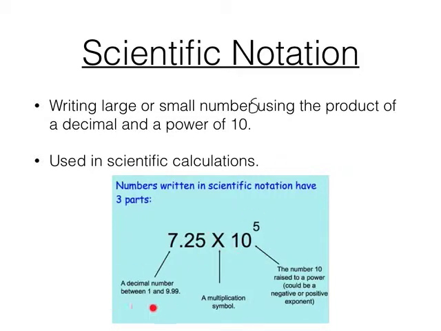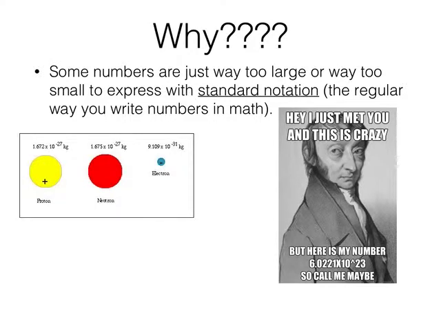The decimal number is going to be between 1 and 9.99. You have your multiplication symbol. Usually they use an x, even though we've been told not to do that in Algebra 1. And then a power of 10, so it's going to be a 10 with an exponent that's either negative or positive. Why do we use it? Because some numbers are just way too large and some are way too small to express with standard notation. That's the regular way you write numbers in math.